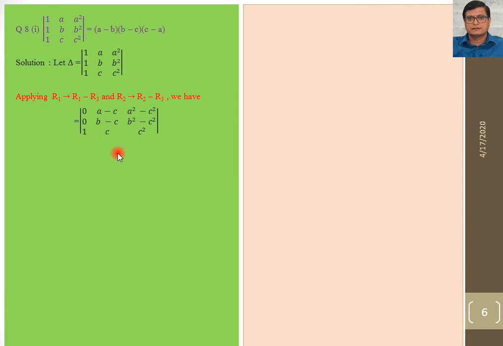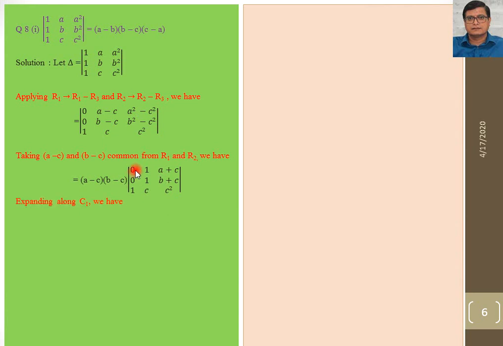After applying this operation, we can take a minus c and b minus c common from R1 and R2. So we have a minus c and b minus c outside the determinant, with rows 0, 1, a plus c; 0, 1, b plus c; 1, c, c square. Now we are getting two 0s along C1, so we do the expansion along C1. Whenever we get two 0s along a column or row, we do the expansion along it. Similarly for C2, C3 and R1, R2 and R3.